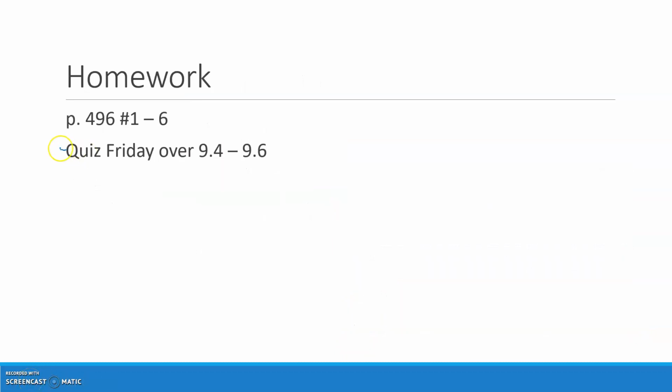All right, ignore this part, the quiz, Quiz Friday over 9.4 to 9.6, and just do these problems out of the book. Do these 6 problems. It should take you maybe 15 minutes, maybe 20. Have some fun with the stories, but then you should also be drawing graphs. For the stories, instead of writing them on paper, go ahead and type them into Google Classroom and upload those, but then go ahead and upload a picture of your graphs.